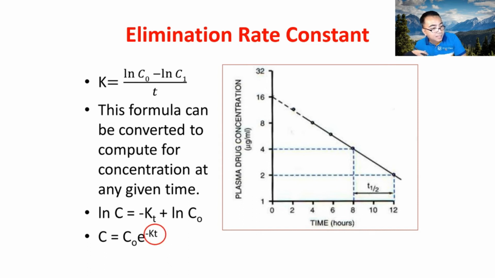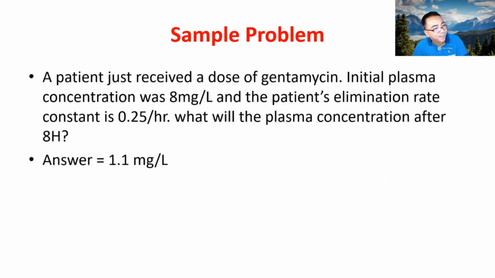So again, class, this is the formula that we usually use to determine the concentration at any given time. So that's C equals C0 e negative kt. I've actually discussed this na in advance. Nauna na ako sa slides ko. Okay, so again, class, here's a sample problem. Again, I'll give this to you guys as part of your asynchronous activity. Okay, I've already written down here the answer, class. Just prove to me how you get this answer.